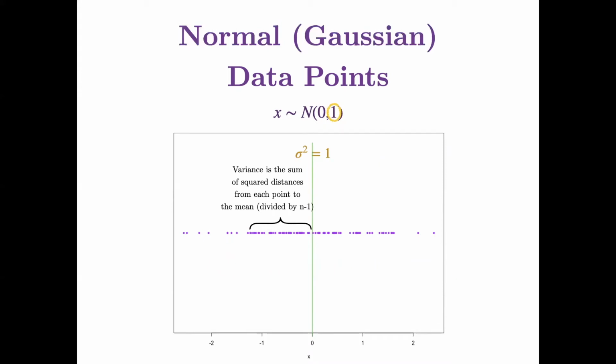And so when we look at data plotted along a number line, the variance is the sum of squared deviations from each point to the center. That's something to keep in mind when we get into the fall lectures.